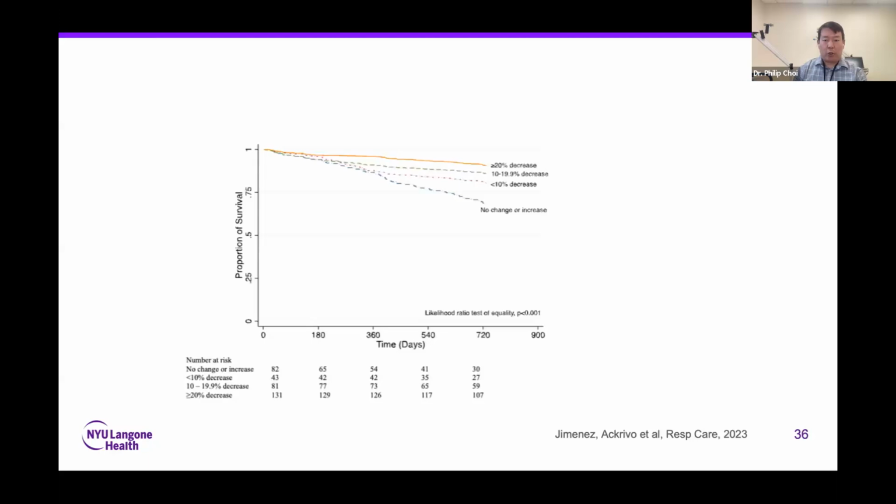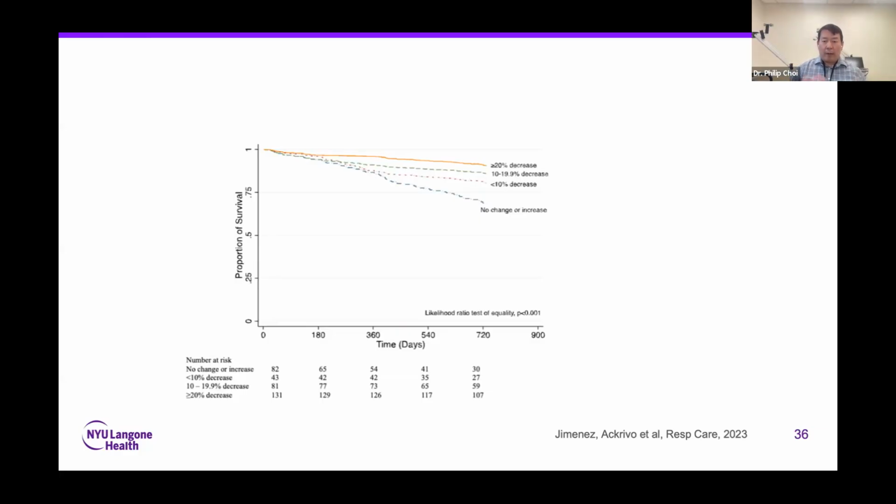This is what our data showed. We divided the patients into various groups: those with no change or an increase in PCO2 for some reason, patients who had less than a 10% decrease in PCO2 from baseline, a 10 to 19.9% decrease, and then a greater than 20% decrease in PCO2 from baseline. As you can see, the greater the reduction in PCO2 from their baseline, the improved survival. These patients were going from having a survival of maybe about 60% at 2 years to greater than 90% if we were able to reduce their PCO2 by greater than 20%.